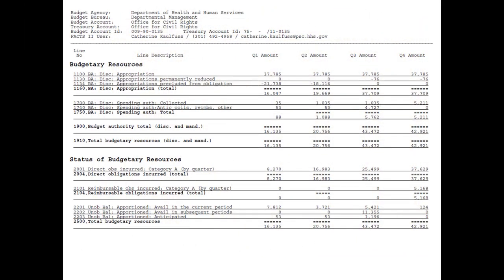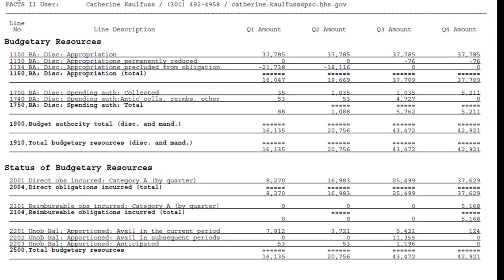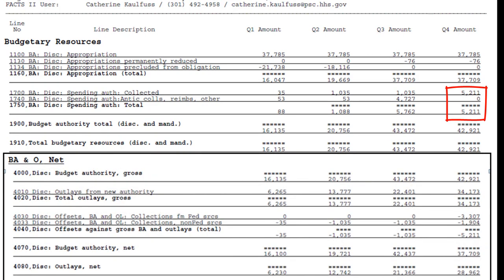Let's return to our Office of Civil Rights example. Recall that the final SF-133 reflected collections of $5.2 million. Let's look at our offsetting entries on the 4000 lines. Note the $5.2 million collected offsets the gross budget authority and gross outlays, reducing gross BA from $43 million down to $38 million, and reducing gross outlays from $34 million down to $29 million.